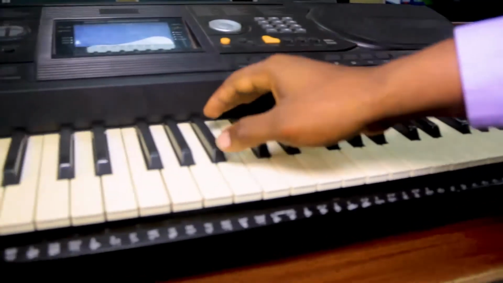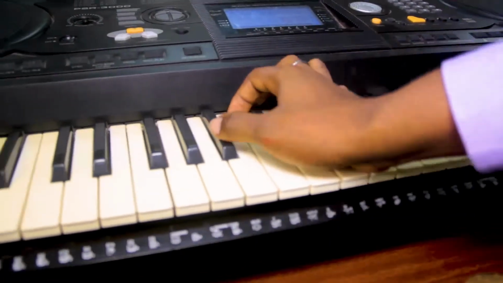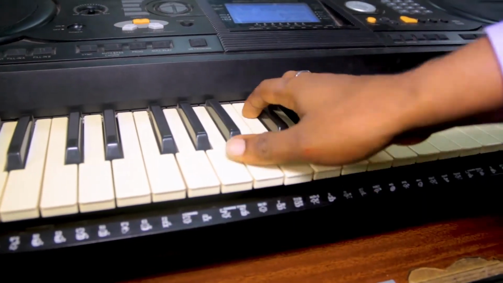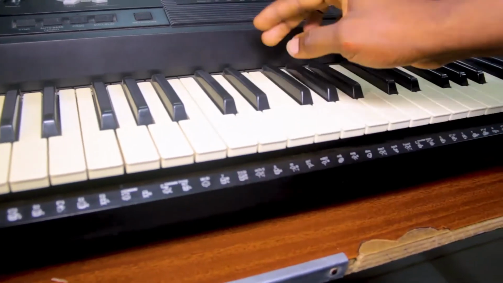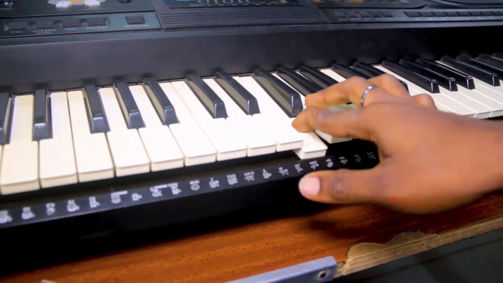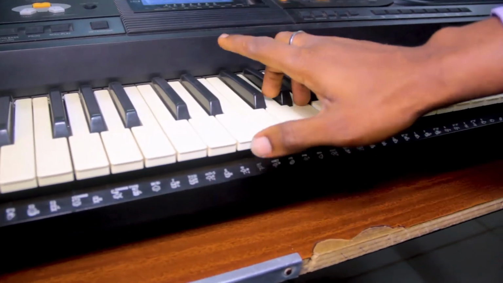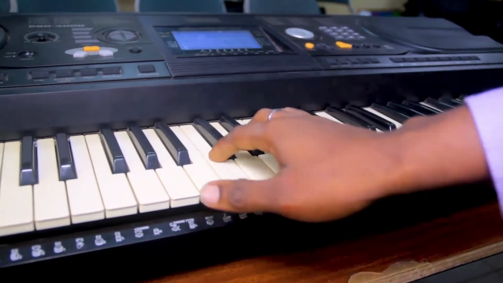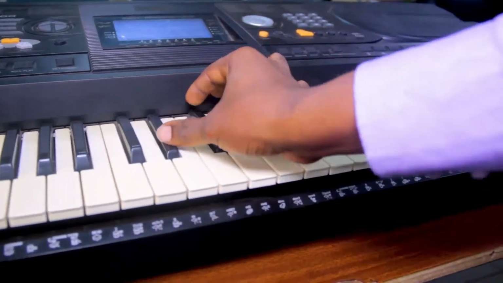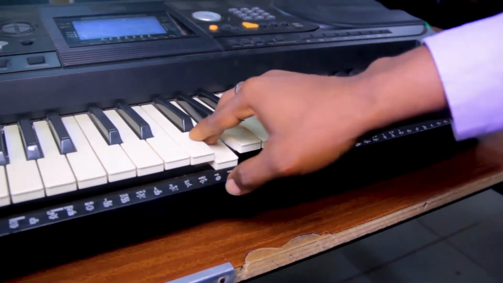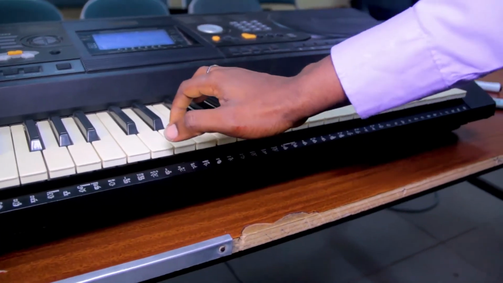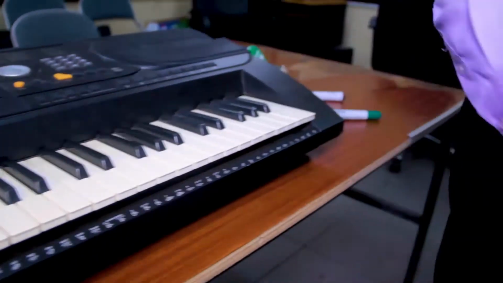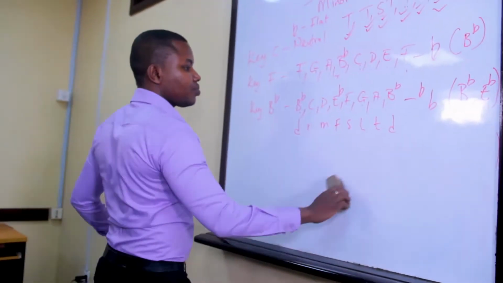So our keyboard, B flat, where is B flat? This is B flat, right? Then E flat. Then our B flat again. You see, we got it. You see how amazing it is? Exactly.